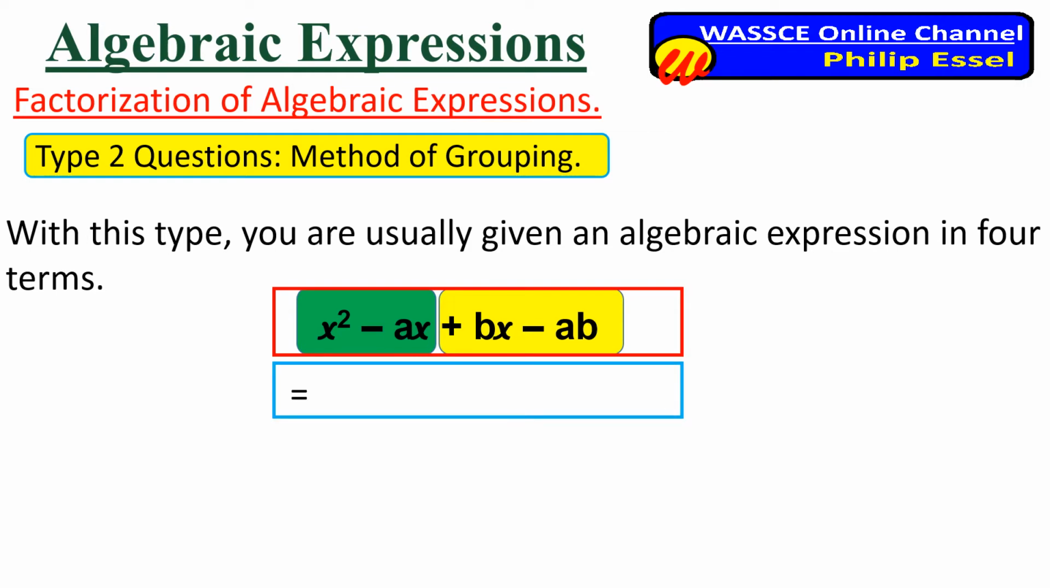So we'll rewrite the expression again, but this time in these 2 groups. First we'll write the green group, which is x square minus ax, all in brackets. Let's write the second group, which is the yellow group. That will be positive bx minus ab, all in brackets.